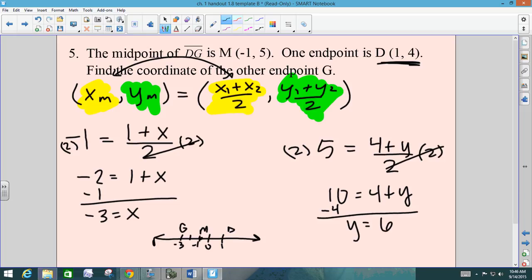6. Okay, well, let's think about this one. Y, my vertical axis. M, the midpoint's at 5. D, one endpoint, was at 4. Does it make sense that G would be at 6 then? Yeah, because M's got to be right in the middle of them. So the ordered pair for G would be -3, 6.